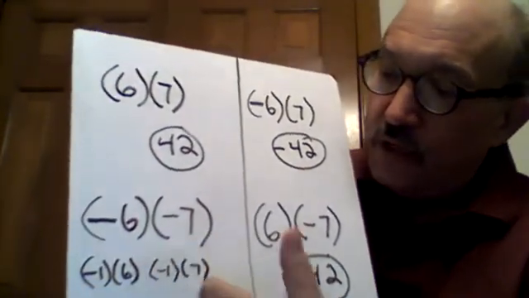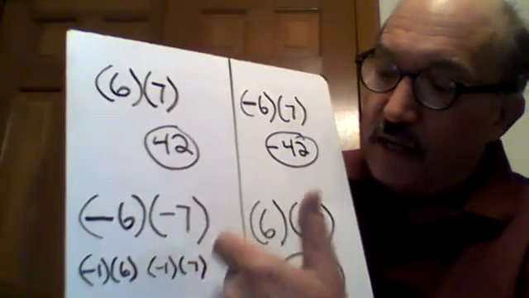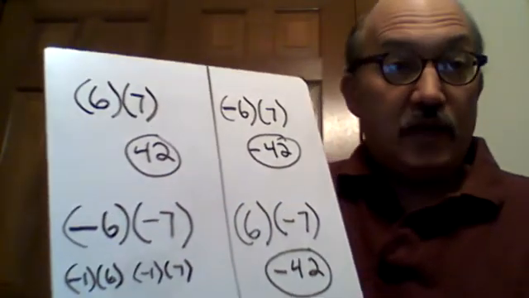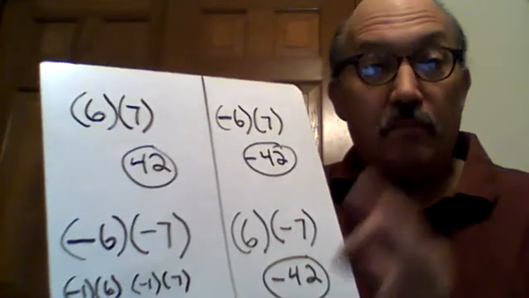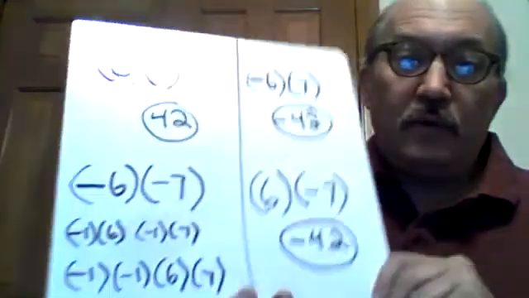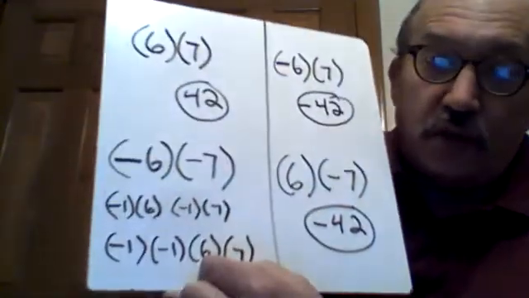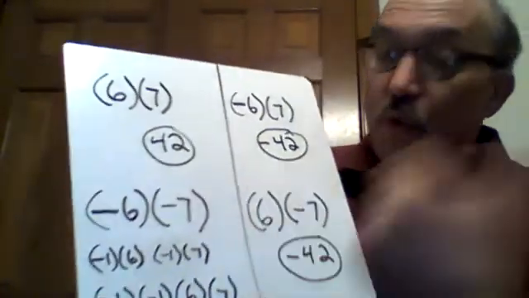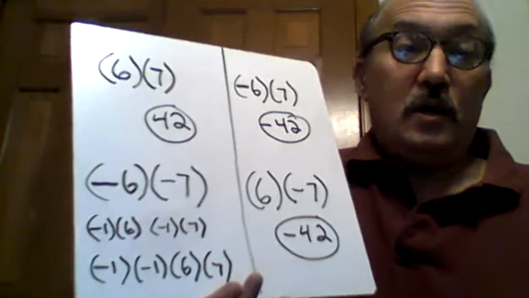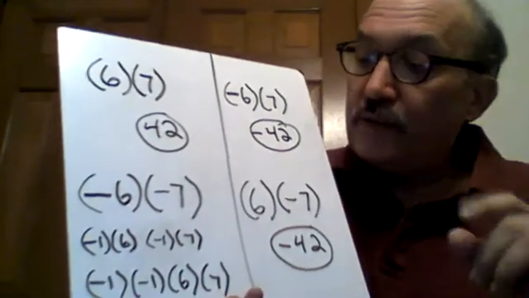We have four numbers here: -1 times 6 times -1 times -7. Let's rearrange them. The associative and commutative properties of multiplication allow us to do this. We can think of this as -1 times -1 times 6 times 7. Now, 6 times 7, of course, is 42, and -1 times -1 is 1. So we have 1 times 42 or 42. According to the rule, that's what we knew it was.